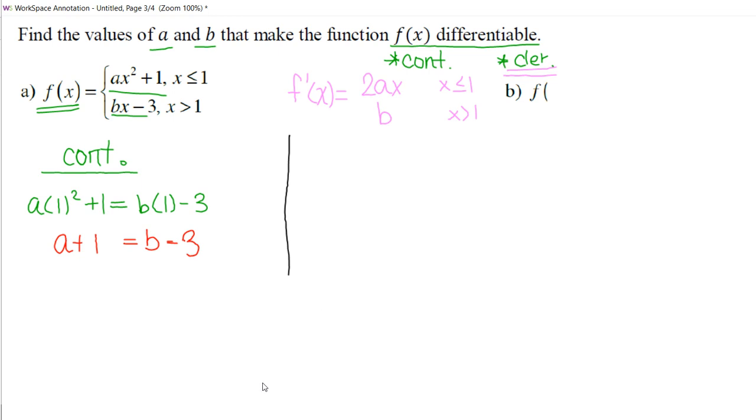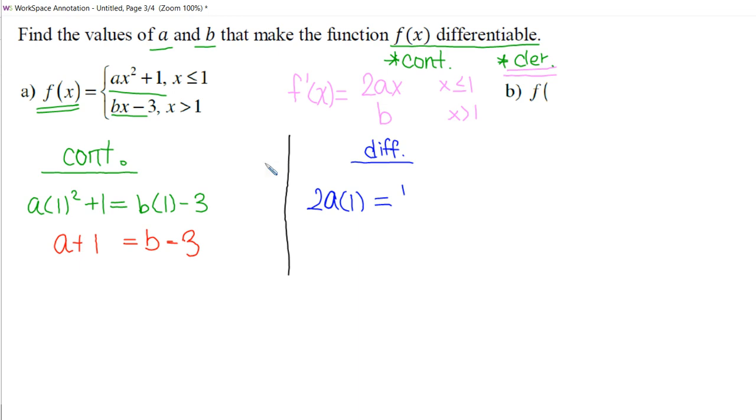Okay, now let's work on our differentiability here, or derivative here. So we're looking at it at 1. So the limit as x equals just 1 from the left side of the derivative is just 2a times 1, which is from the left side. We're saying that should equal b, because there's nothing else to plug in on the bottom, so we just bring that down. We know that has to be equal to each other because it says that it is differentiable.